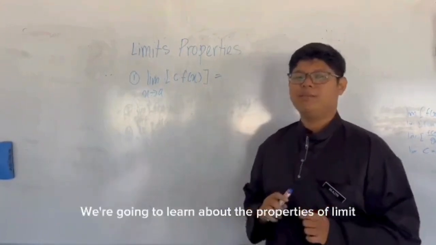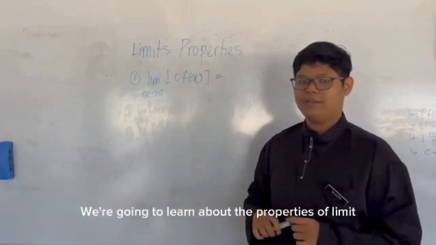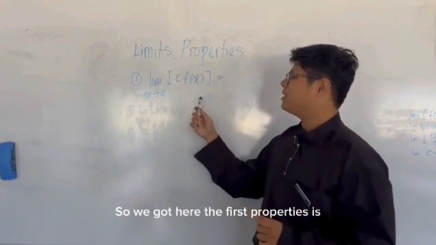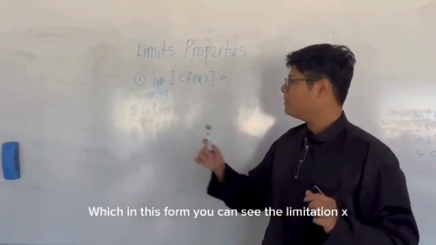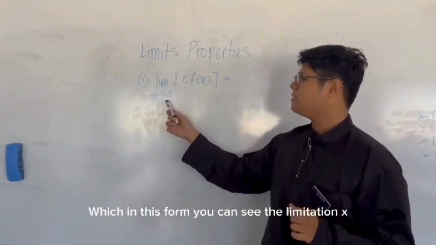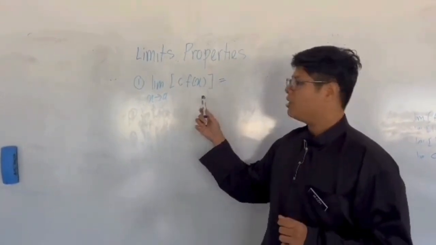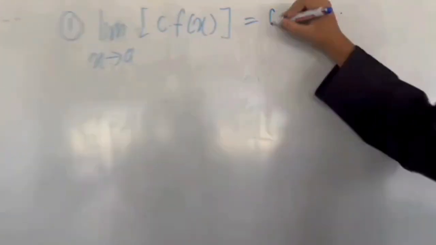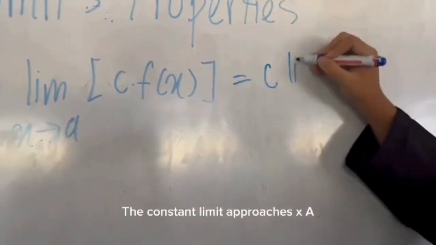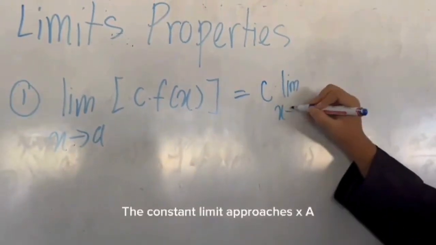Today we're going to learn about the properties of limit. So we have here the first property, which in this form you can see the limit as x approaches a, then you have the constant and the function. You can also write it as the constant times the limit as x approaches a.